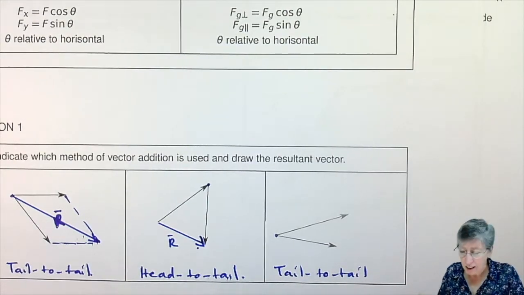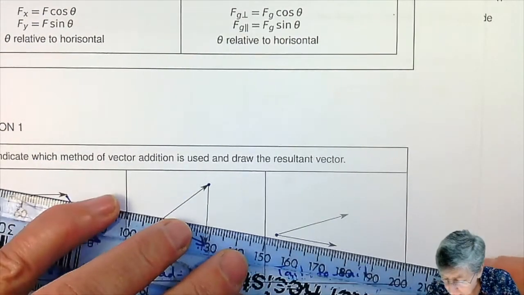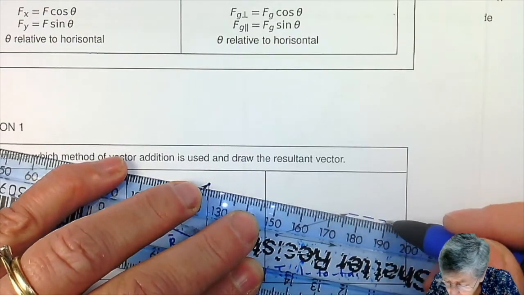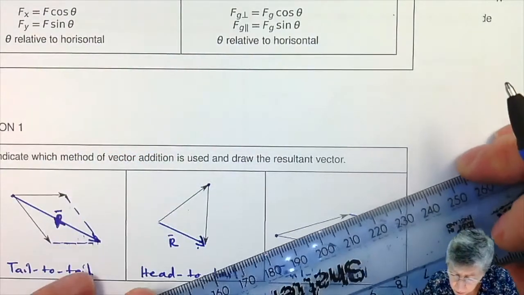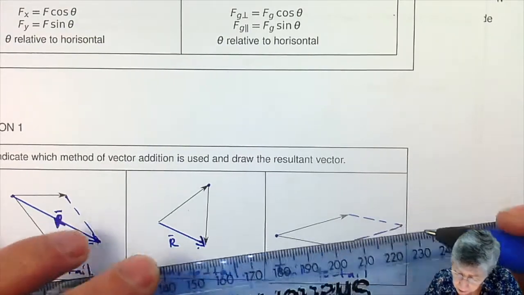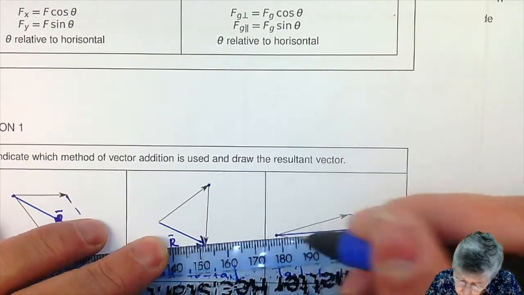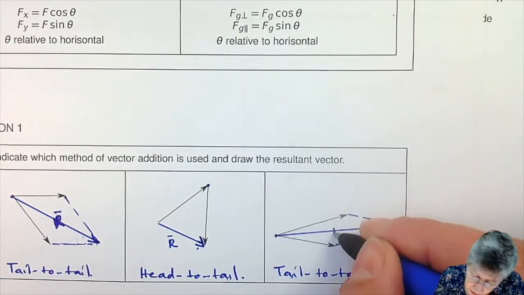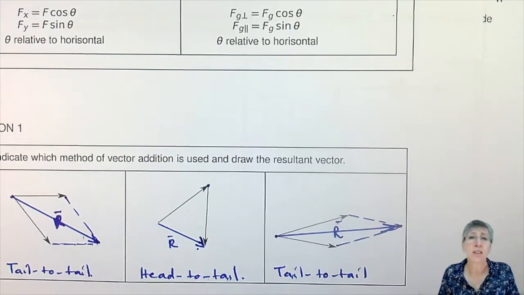And for tail to tail, I need to complete the parallelogram. So I'm taking this one, repeating on the other side. I'm taking this one and repeating on the other side. And then the resultant is the single one that is the diagonal. Right, so there I've got my resultant.